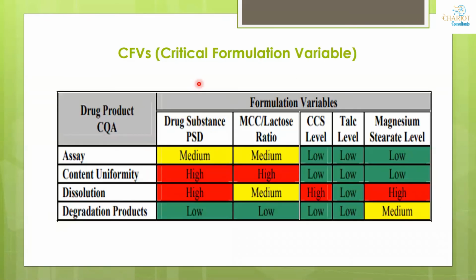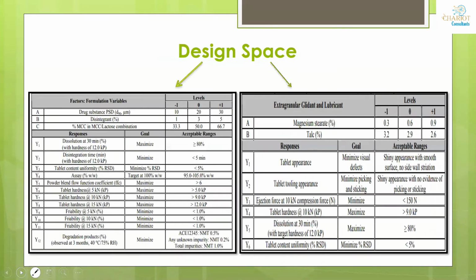So is it clear? For critical formulation variables, what are these and how can they impact? Okay, so those were the risks that we have identified.